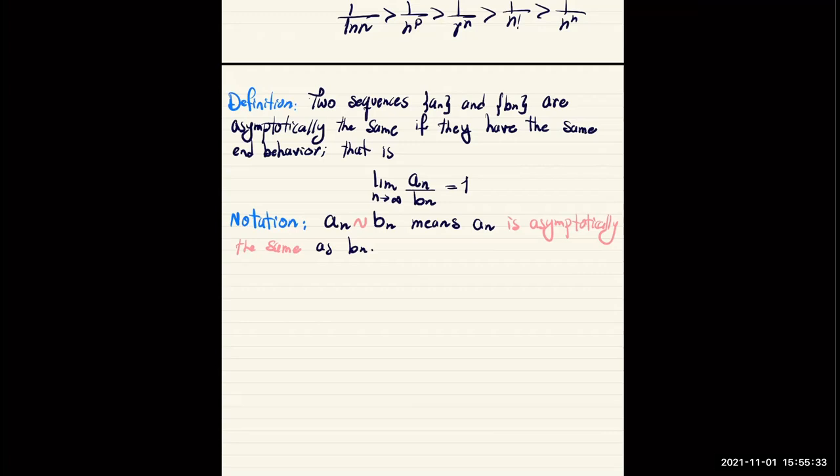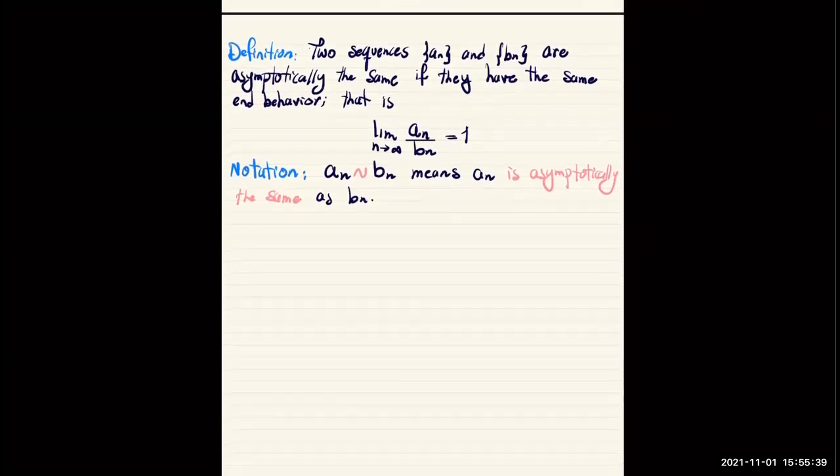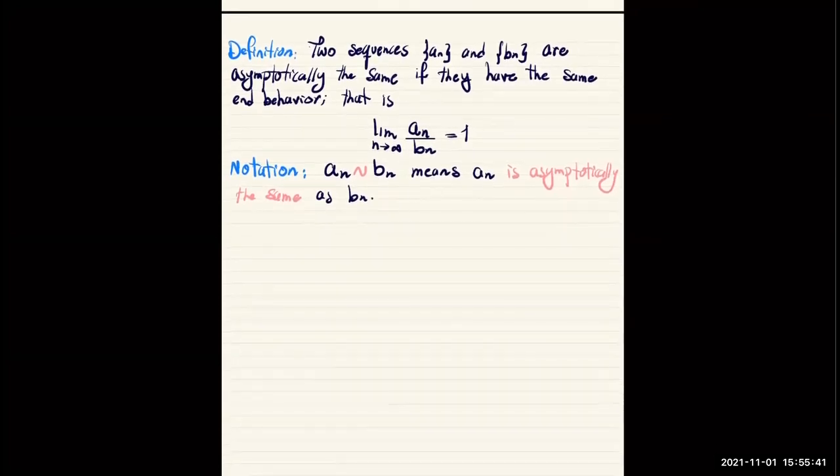It's very easy. This is the easiest thing you guys can ever learn, okay? All you have to do is look at dominant terms. You have to see what dominates.